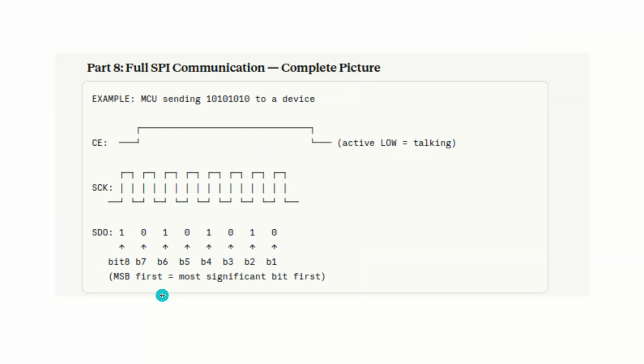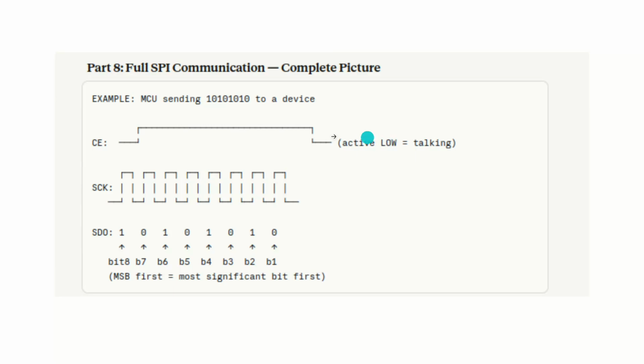Okay, so let us see the full SPI communication. Let's say the MCU wants to send these bits to the device. Now it has 1, 2, 3, 4, 5, 6, 7, 8 bits. So initially, first, what I am going to do is set the chip enable.